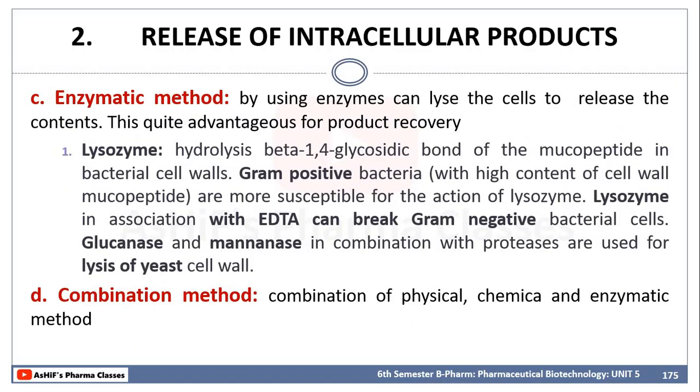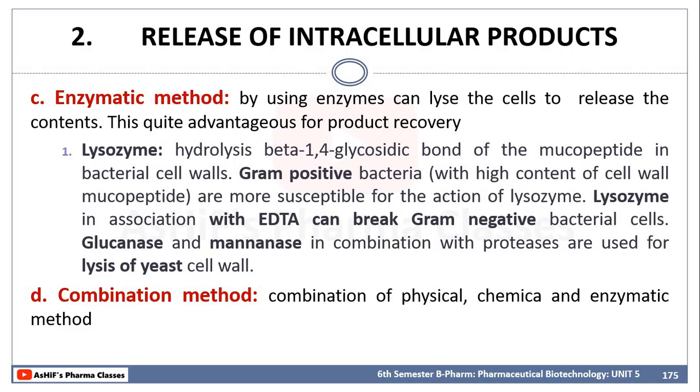Now we can use enzymatic agents like lysozyme to release the intracellular products. Lysozyme is an enzyme which will split up the cell wall. So we can use this to release intracellular products. We can also use combination methods along with the enzymatic method.